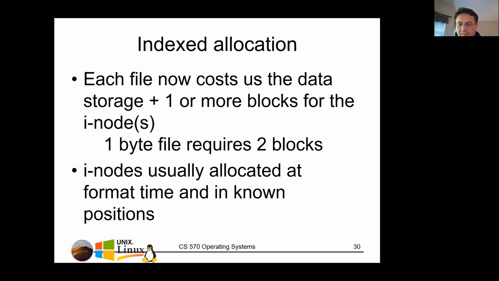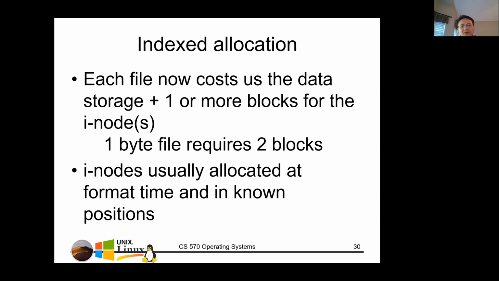Now inodes are usually allocated at format time, when you format your disk. First you partition your disk, and for a particular partition, when you format it, you actually set up a file system for that partition. So usually at format time, the inodes are allocated, and all these inodes are usually put into known positions.